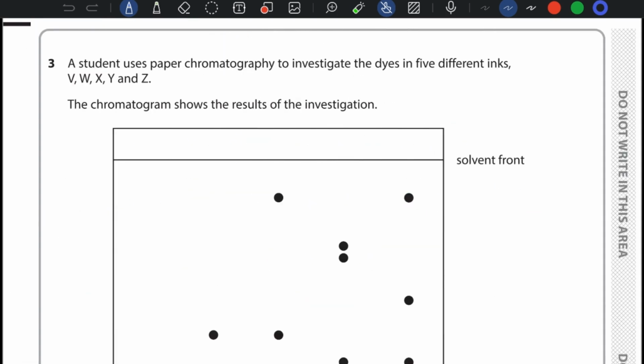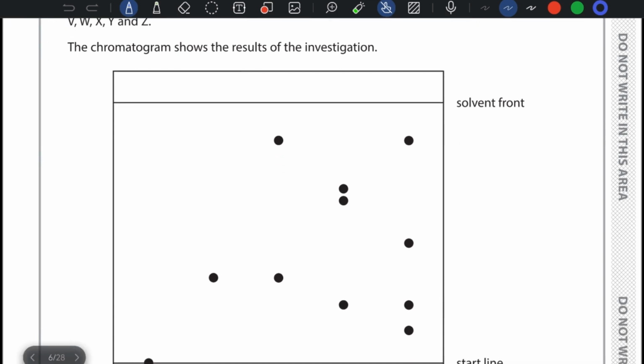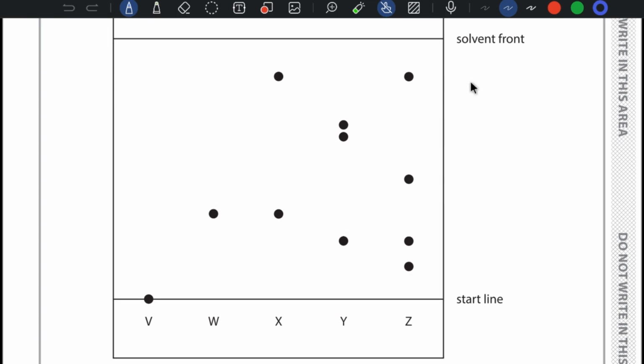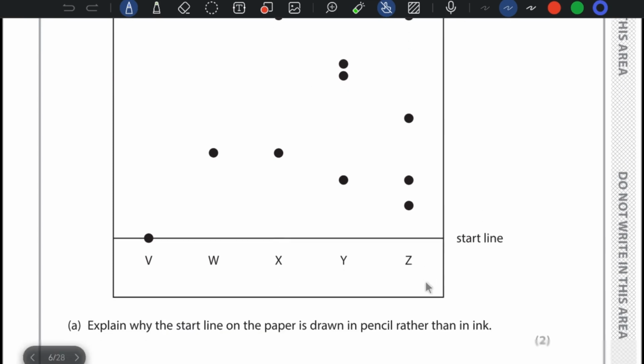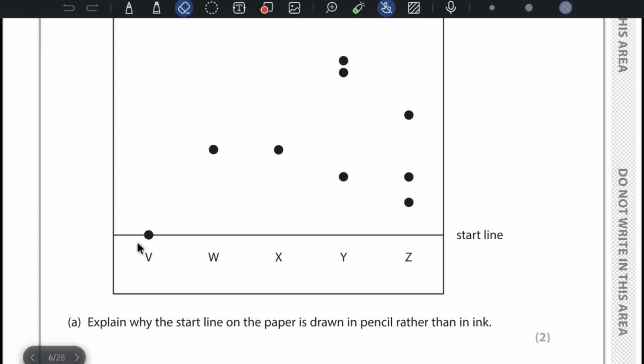For question 3, a student uses paper chromatography to investigate the dyes in 5 different inks: V, W, X, Y, and Z. The chromatogram shows the results of the investigation. As you can see in the chromatogram, solvent front, start line. As you can see, dye V did not move at all.